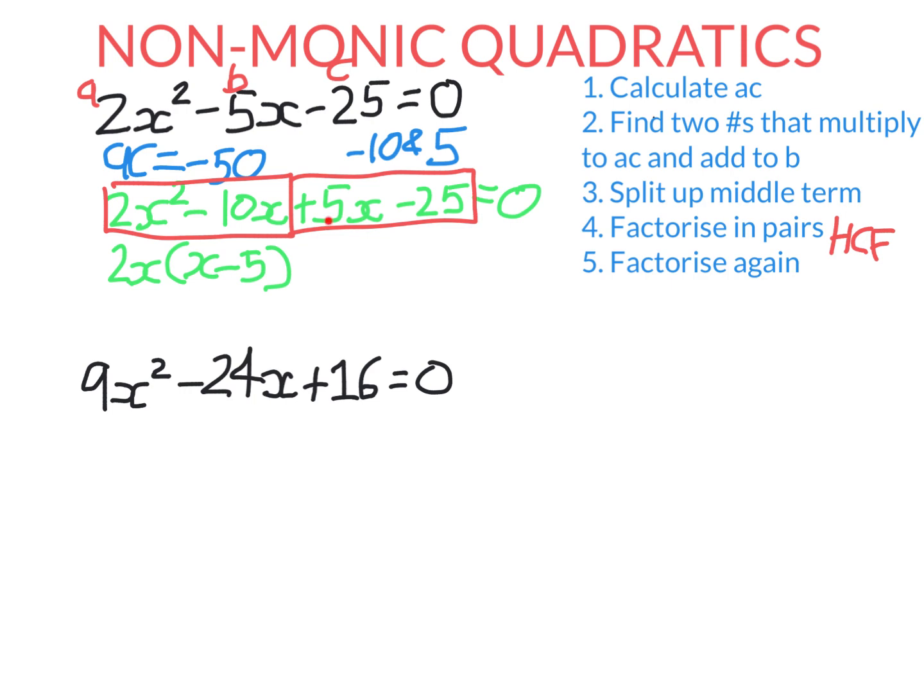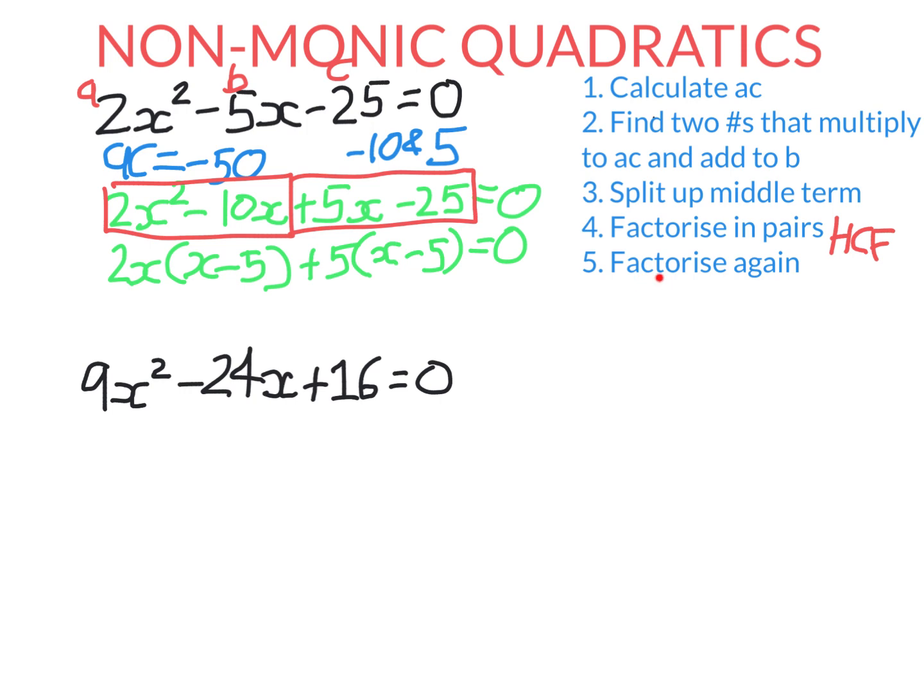All right, let's look at these 2 terms. Well, they have a highest common factor of 5. So I put 5 at the front. What do you times by 5 to get 5x? Just x. What do you times by 5 to get negative 25? And that's, of course, negative 5.